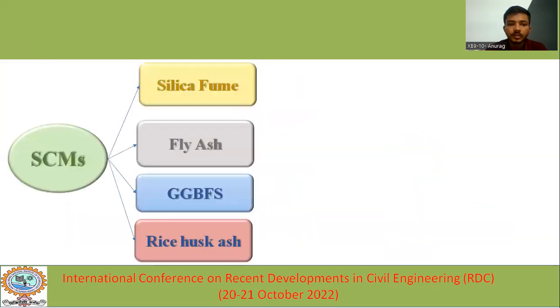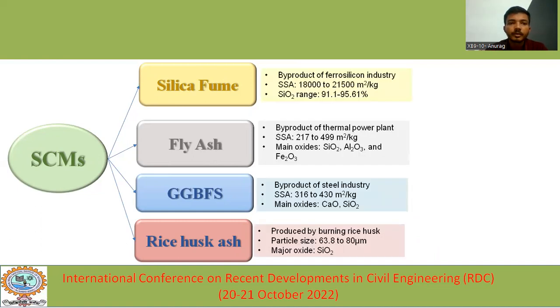So what are these SCMs? These SCMs are silica fume, fly ash, GGBFS, rice husk ash, and many more. But in this paper, I have discussed these 4 SCMs. Silica fume is a byproduct of the ferrosilicon industry. The specific surface area or fineness of silica fume lies between 18,000 to 21,500 meter square per kg, and the silica content is between 91.1 to 95.61 percent.